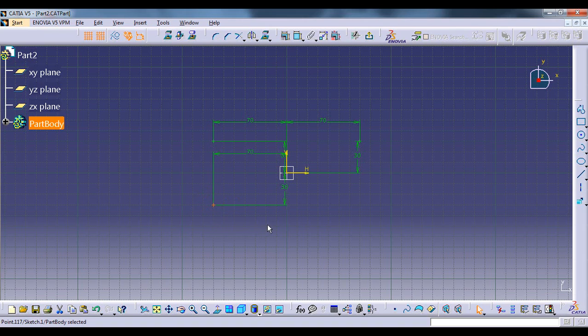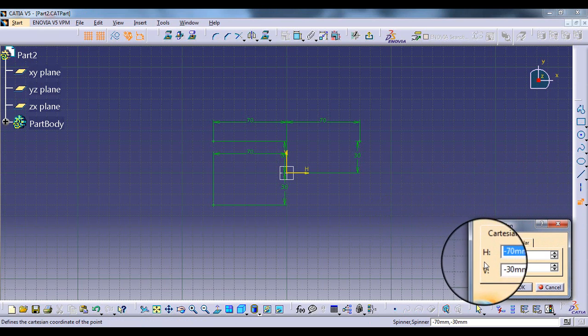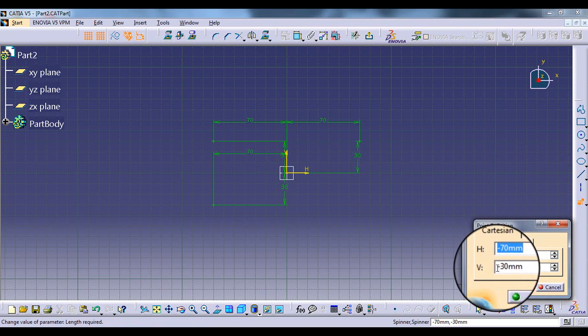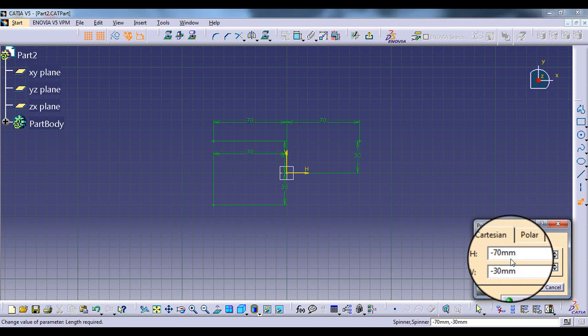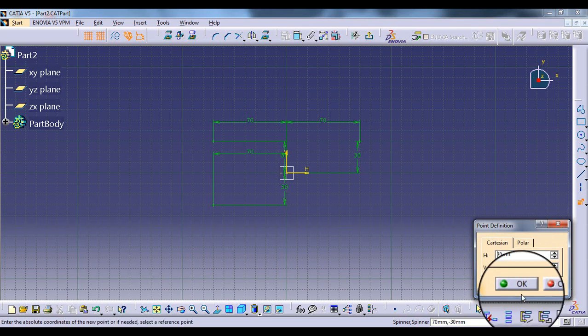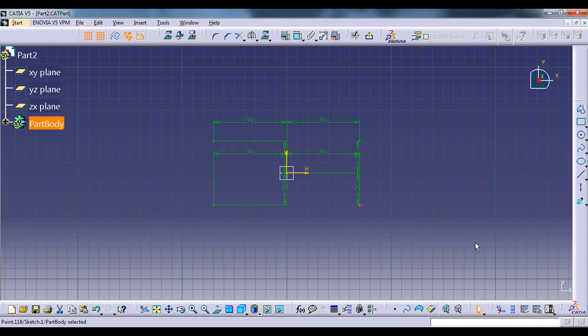So if we want this point to be in the fourth quadrant, I will again simply select this command, and I will only keep this vertical component to be negative, and I will change this horizontal component to be positive. And after that I will again click on OK. So this point we can see that it is plotted in fourth quadrant.